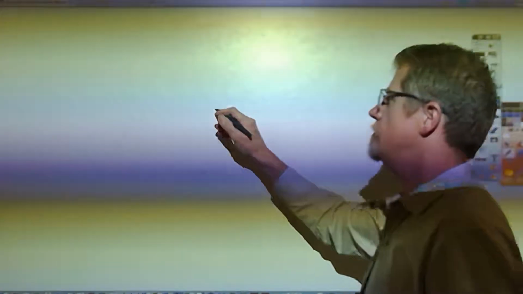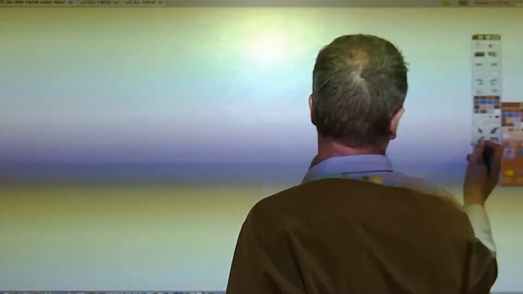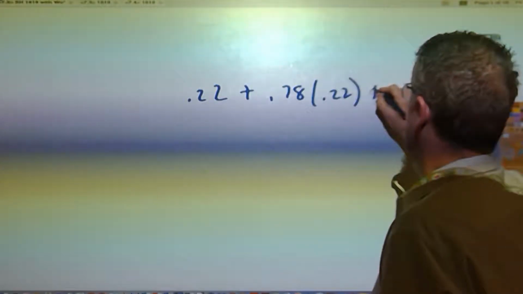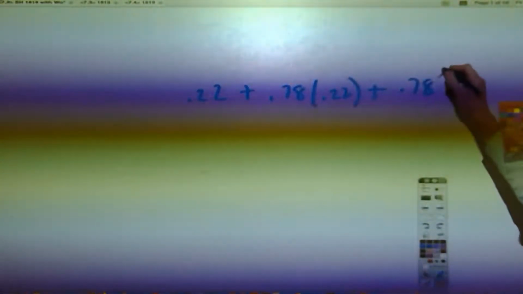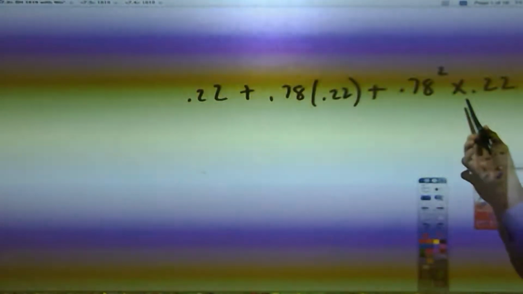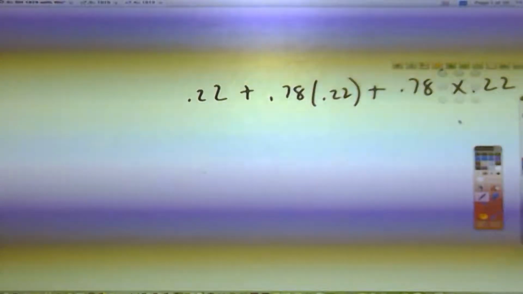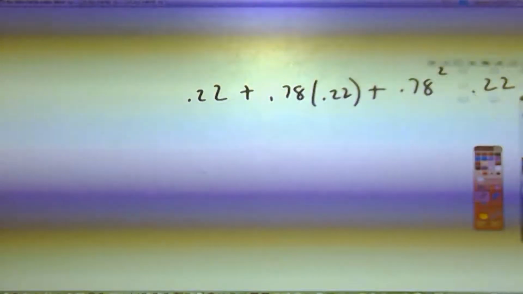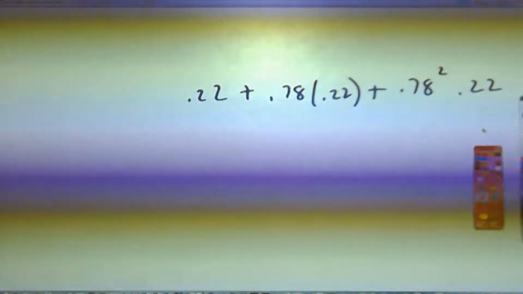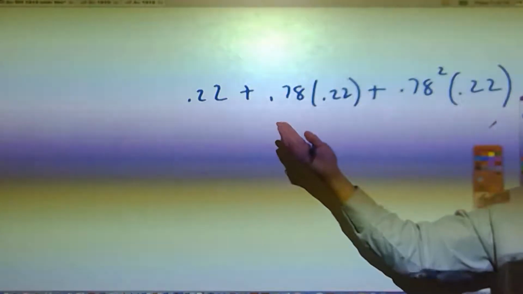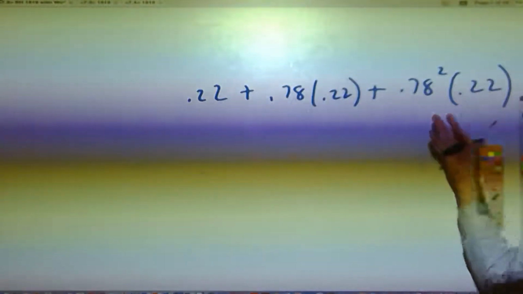So the question is, on a problem like this, how do you know whether to do 0.22 plus 0.78 times 0.22 plus 0.78 squared times 0.22? First of all, are you okay with using an x for multiplication? I hope you're not okay with that. We don't want to use x's for multiplication anymore because they actually represent variables. So you can use a dot or parentheses. So what is it in the problem that tells us that this is not the correct setup?